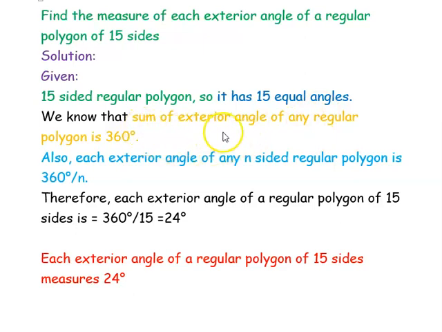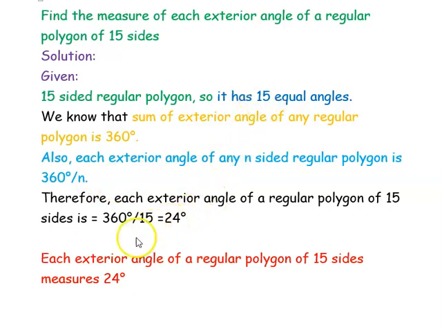So we know that the sum of exterior angles of any regular polygon is 360 degrees. Also we know that each exterior angle of any n-sided regular polygon is given by the formula 360 degrees divided by n, where n is the number of sides. So here given n is 15 sides.